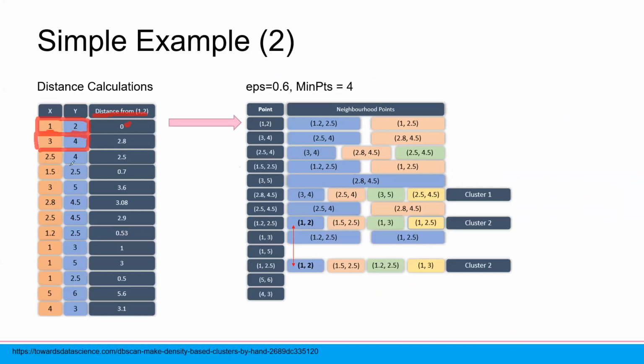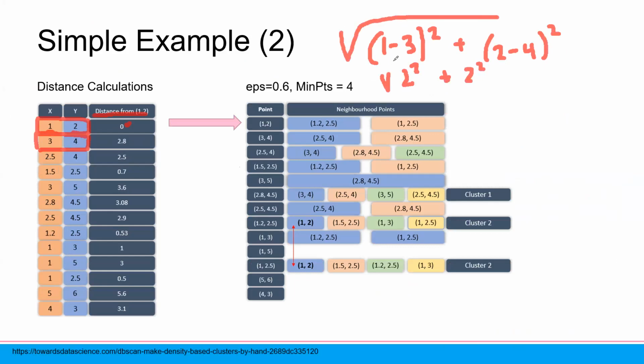If we use the Euclidean distance, we have (1 minus 3) to the power of 2 plus (2 minus 4) to the power of 2, which is 2 to the power of 2 plus 2 to the power of 2. Then we take the square root of this, so the square root of 8. The square root of 8 is 2 point something, maybe 2.8. So the result is this one. This is the distance.